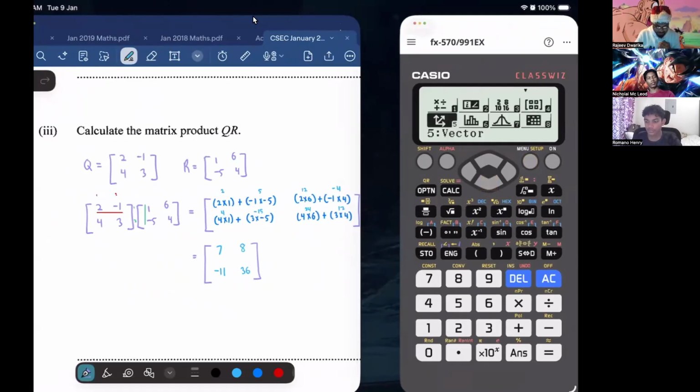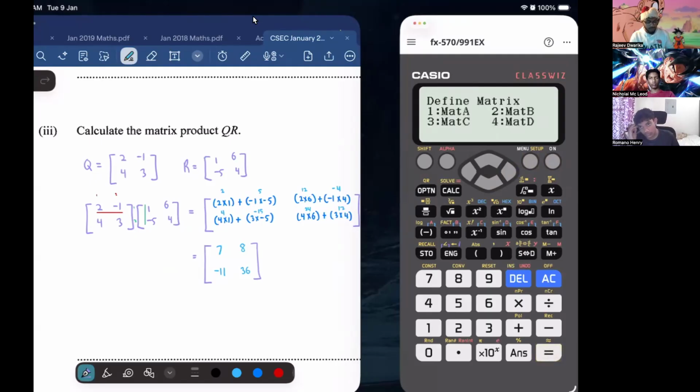So what you want to do, if you have this exact same Casio that I have, you're going to press menu setup, and you're going to select matrix. So press menu setup, and you should see the options come up. You're going to press matrix. Are you with me? Yes, sir. Then you're going to press equal. Then it's going to say define matrix A, B, C, or D? So we are going to define matrix A.